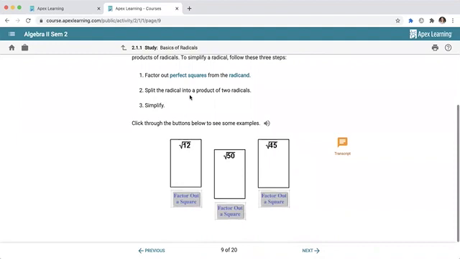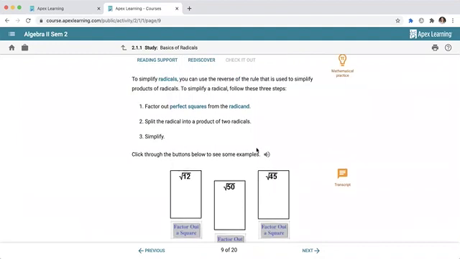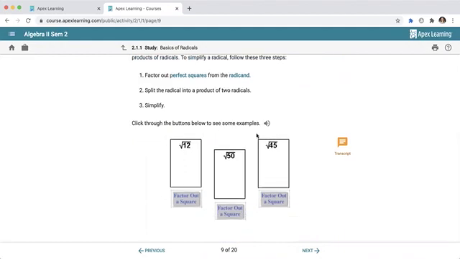So again, in order to simplify a radical, we can factor out the perfect squares, split the radical into products, and then simplify. For example, if we factor out the square root of 12, that gives us the square root of 4 and the square root of 3, because 4 times 3 gives us 12.